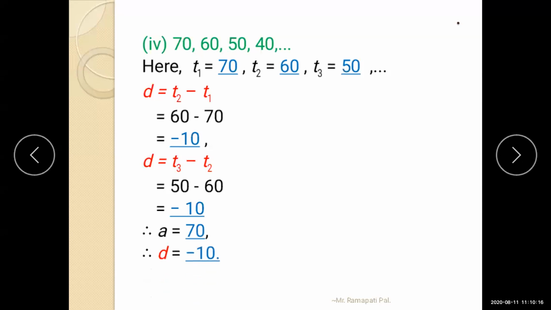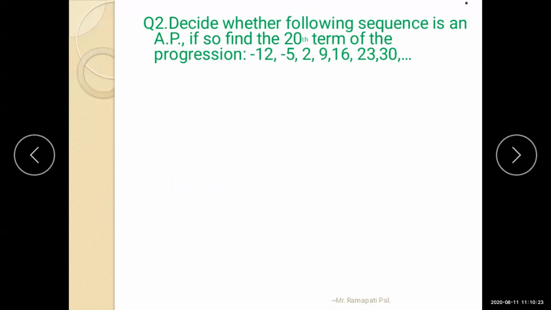Now, decide whether the following sequence is an AP. If so, find the 20th term of the progression. First of all, we have to decide whether it is an AP or not. And then if it is an AP, we have to find the 20th term of the given AP. Is it clear? So you are ready now?